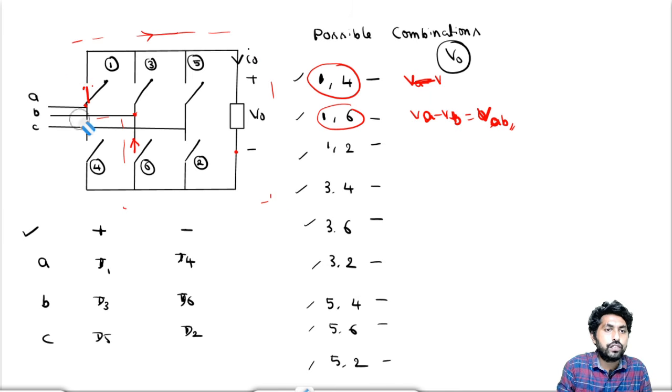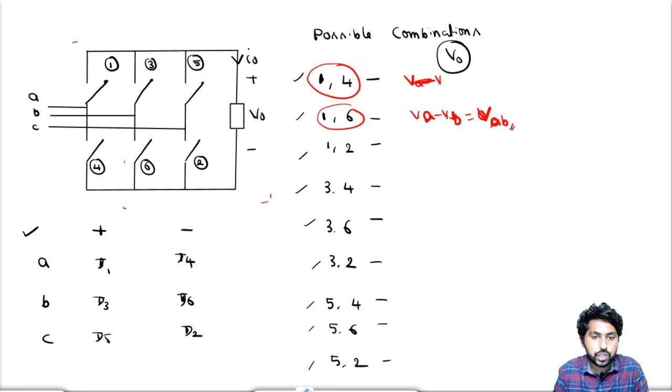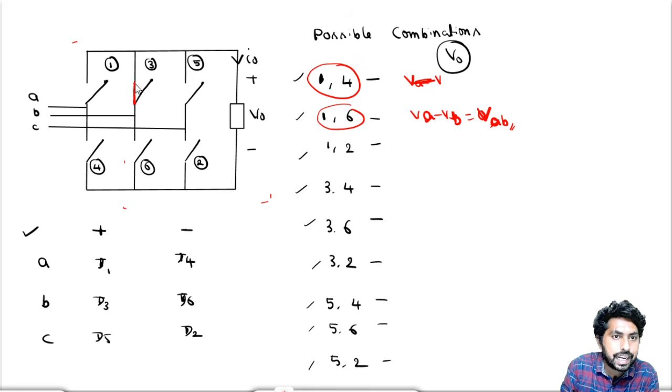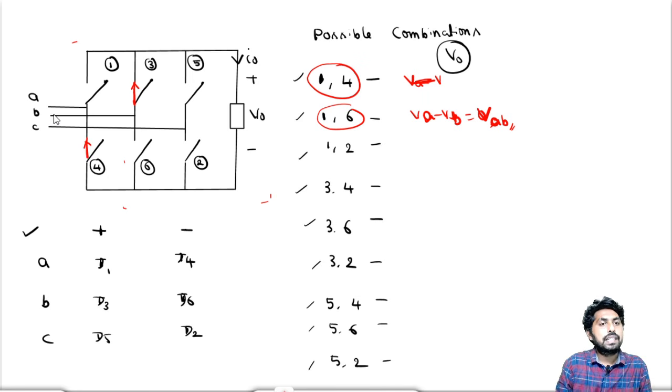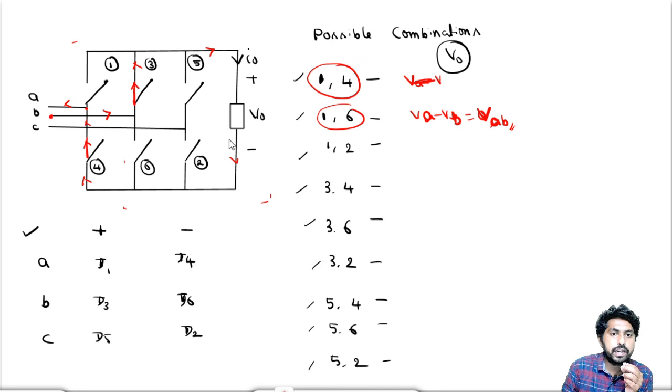So if the 3 and 4 switches are on, let me close the 3 and 4 switches. Understand it clearly so that you can understand everything. Here the 3 and 4 switches are on. What happens? The current flows from the B phase, it will come like this, and the 4th switch is on, so it will go into the A phase. So A phase is connected to the negative and B phase is connected to the positive of the V naught.